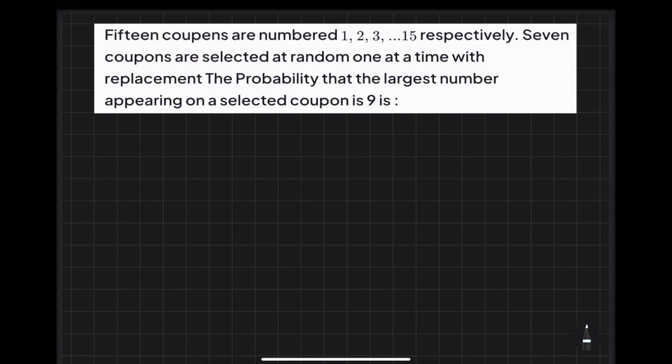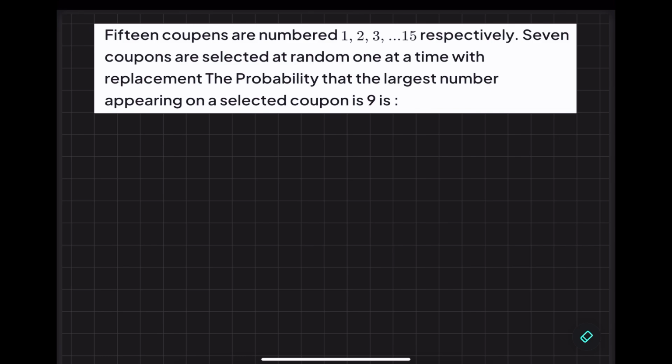So you have to pick and then again place it in the same box, and then next time you have to pick and then again pick. Okay, so with replacement you have to do this. Now, the probability that the largest number appearing on the selected coupon is 9.